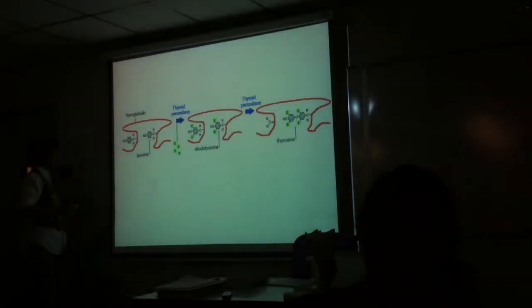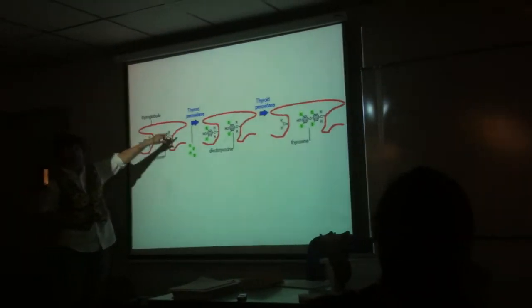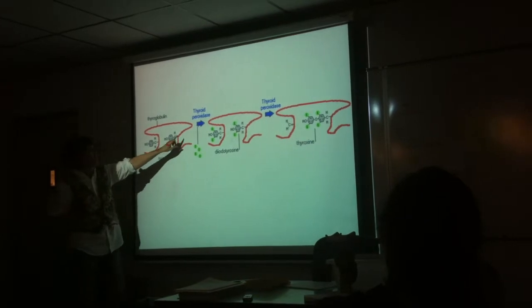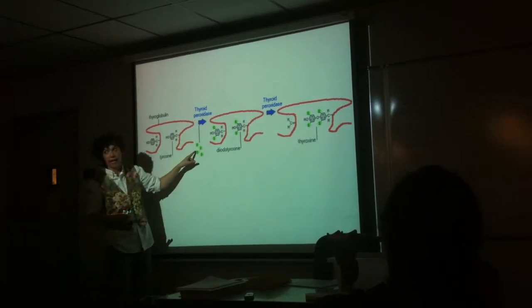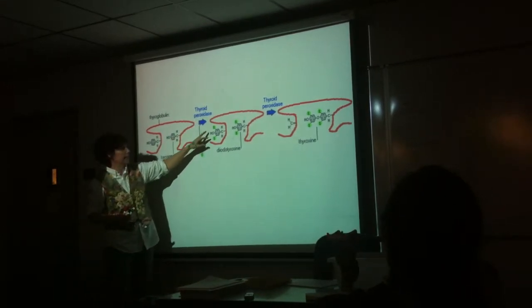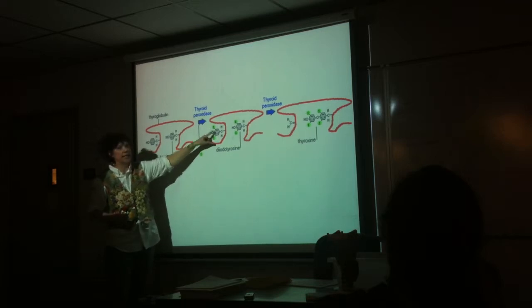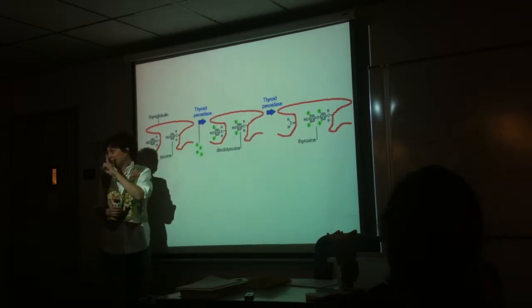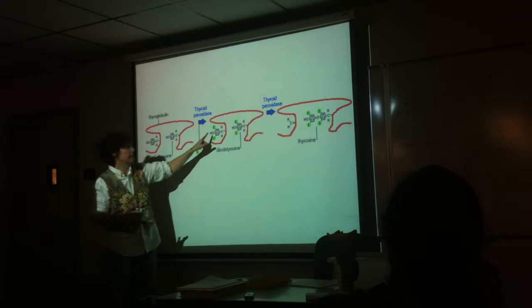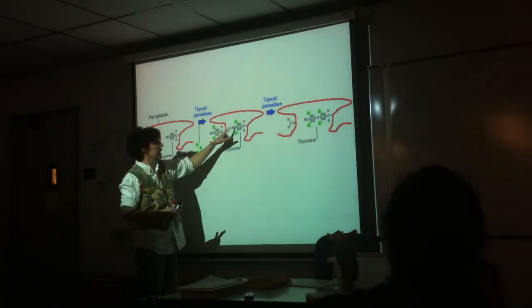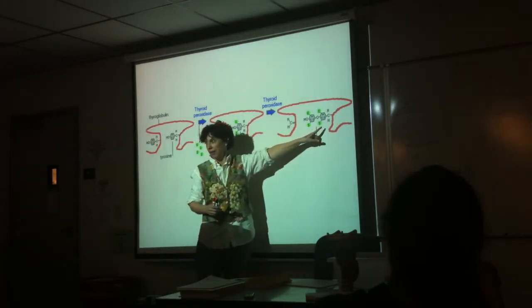So the red line is the thyroglobulin, and thyroid peroxidase takes iodide and adds either 2 or 1 iodide to each tyrosine. So that's one thing it does. And the other thing it does is it will take one iodinated tyrosine and add it to another one.